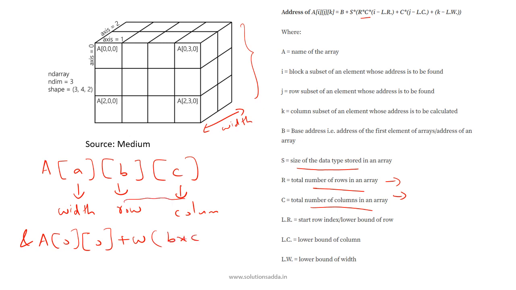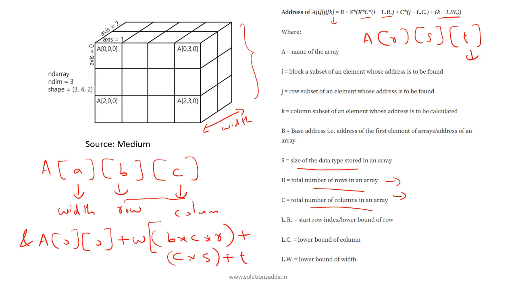B into C into I minus LR. I represents the index here. Here for I, we are asked to calculate A[R][S][T]. So here we are calculating R and assuming LR to be 0. Plus C represents the total columns. Here it will be C only, into J. Here J is S, into C, plus K minus LW. Here K means it will be T, so T minus 0.